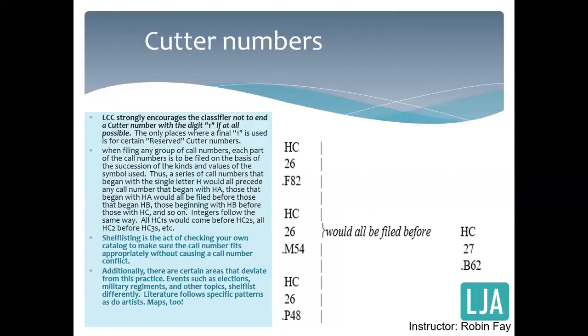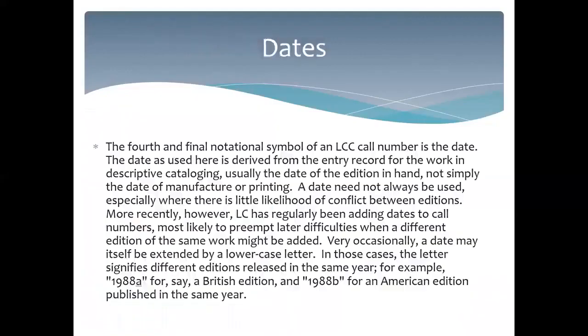Events, so anything that is event related, like an election, is one of those categories. Military regiments are another category where things deviate. And then there are other topics that shelf list differently. We already talked a little bit about literature. Artists, I alluded to just in our little talk about artists, and then maps are a big category where things differ quite greatly in terms of how they cutter.